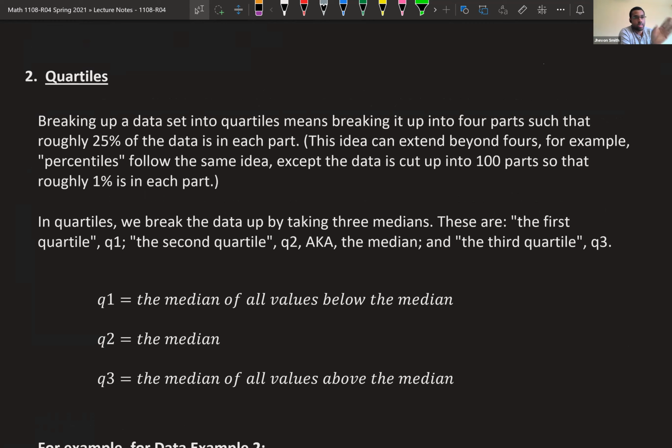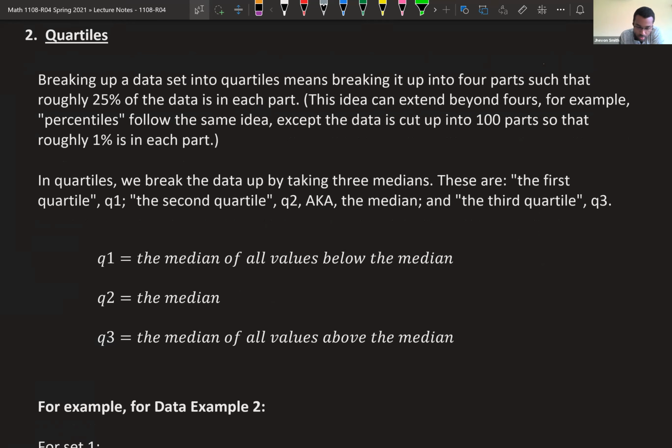So when you're splitting data into 4 parts, where you want roughly 25% in each part, notice that you would need 3 points to split it. So there are these 3 points, and those are the points you'd have to identify to know how to create these quarters, okay? Now those are called the quartiles.